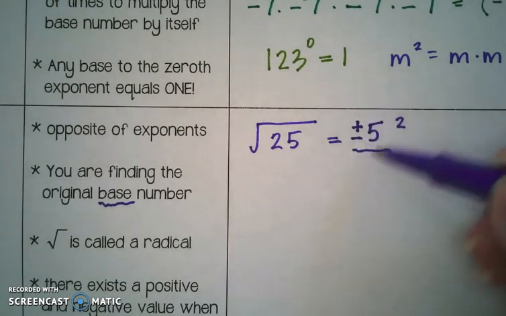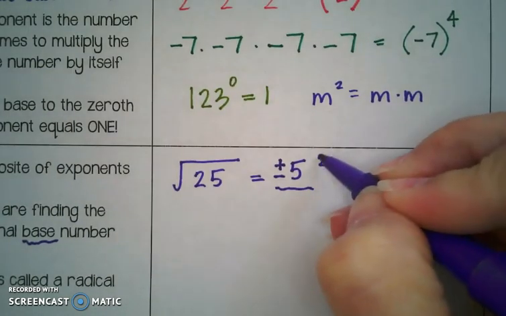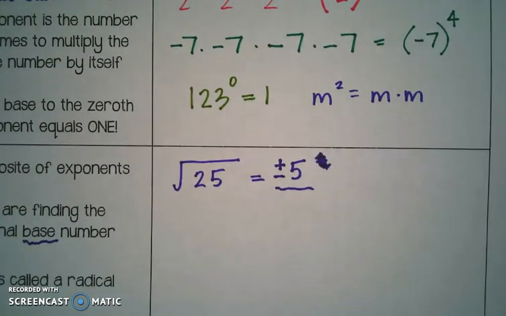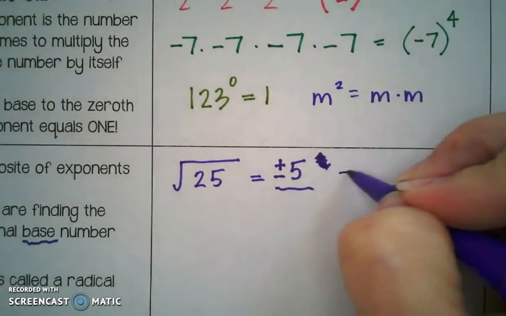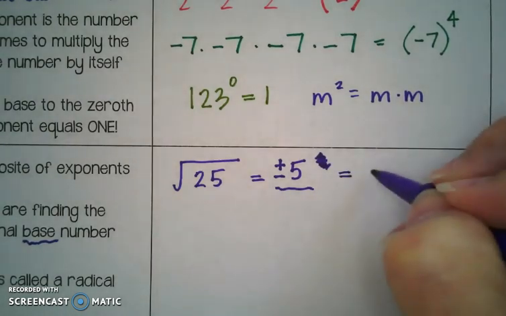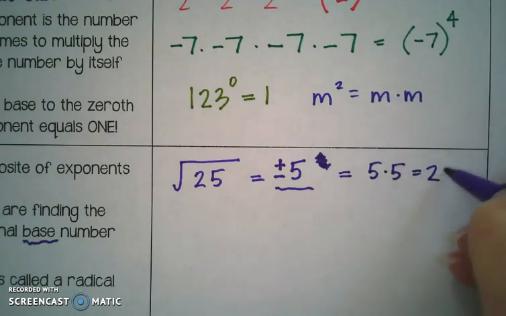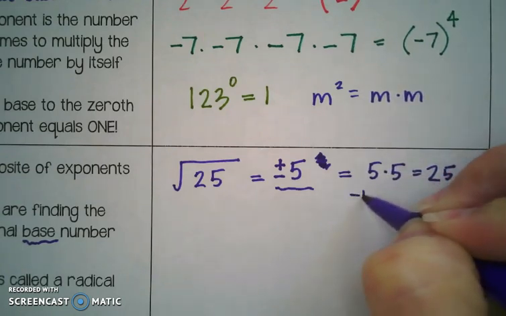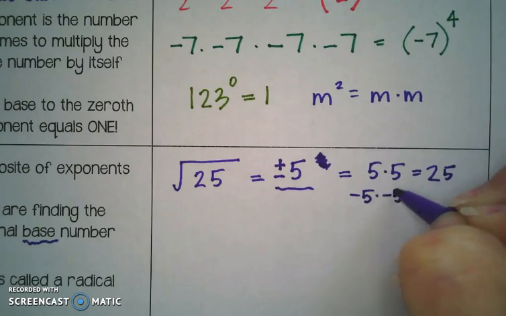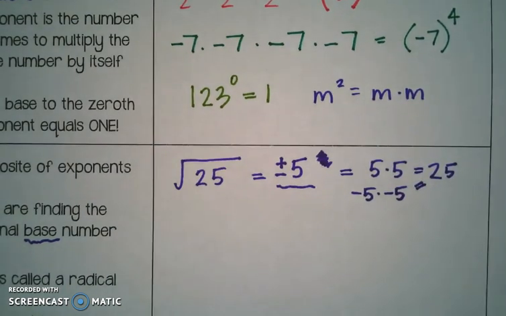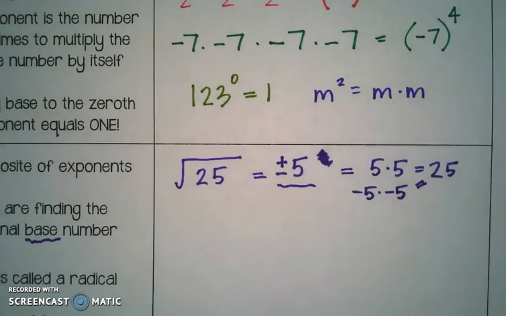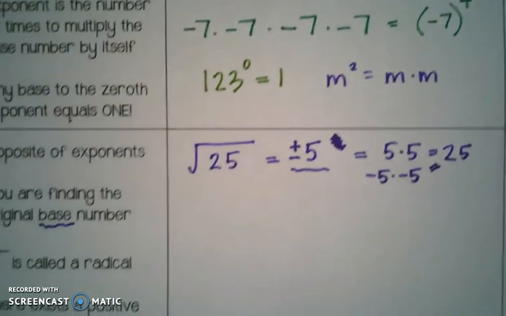So this symbol right here represents positive and negative. So I'm just going to cross that off because that's actually not part of the answer. That was just me demonstrating. But if we did 5 times 5, we would get 25. And if we did negative 5 times negative 5, we would also get 25. So that's why there's two possible answers for each square root, or anytime you do an even root.